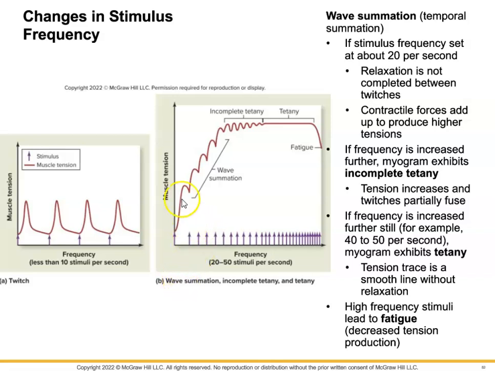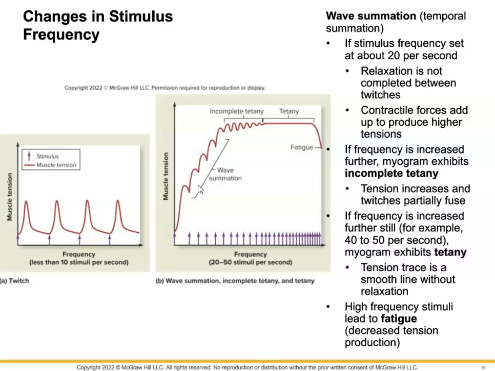In the second image, we're going to look at a few things. First, we'll look at wave summation, which is the far left side of this graph. So we were looking at on the first one, each stimulus led to one muscle contraction. One stimulus, one contraction. That's a twitch, right? So the muscle contracts and relaxes completely. Well, what if the stimulation is coming so quickly that the muscle never gets to relax? Well, that results in something a little bit different.